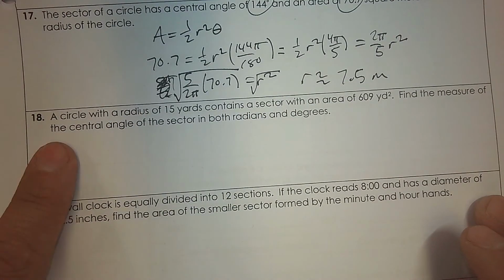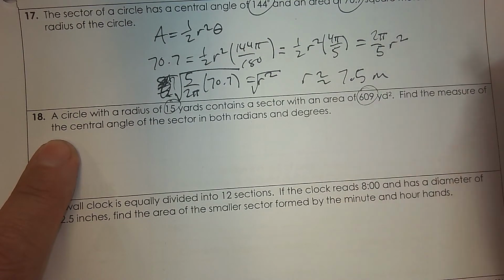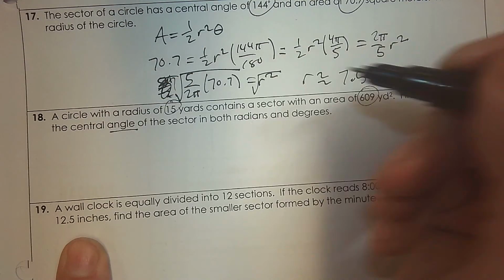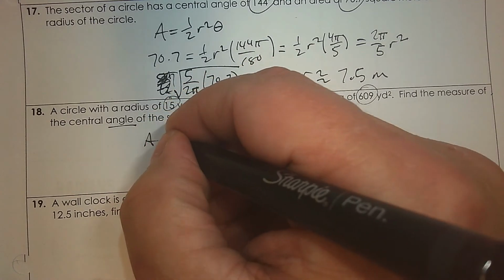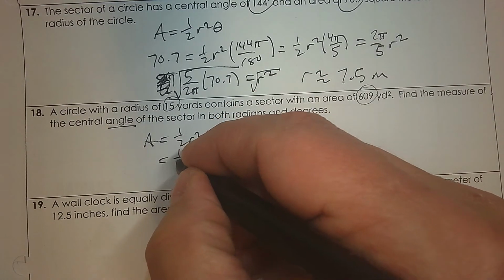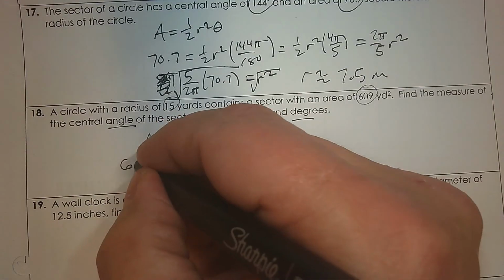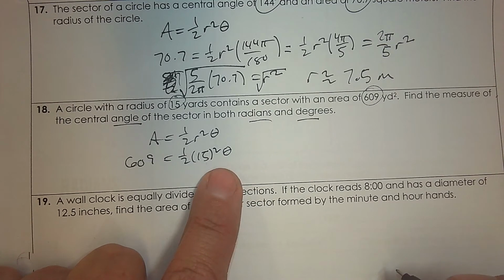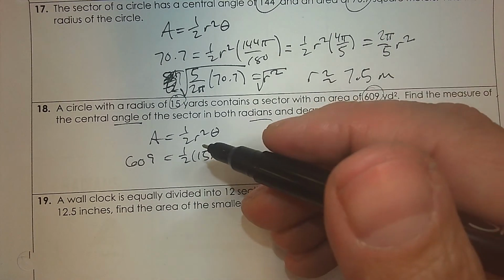A circle with a radius of 15, a sector area of 609. Find the measure of the angle in both radians and degrees. So the formula, 1/2 r squared theta. It says the radius is 15. It says the area is 609, and I'm looking for the angle. So I'm going to simplify it, and I'm going to solve it.